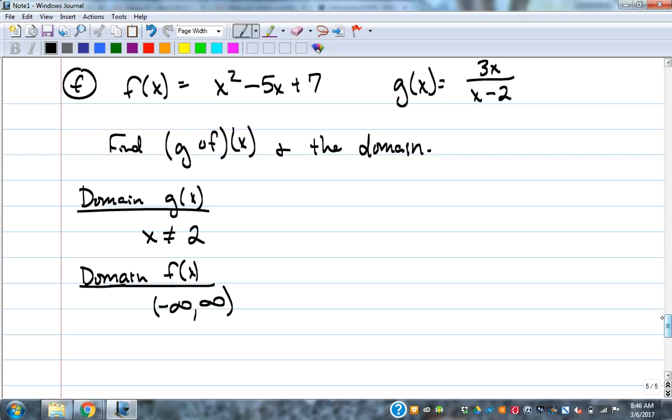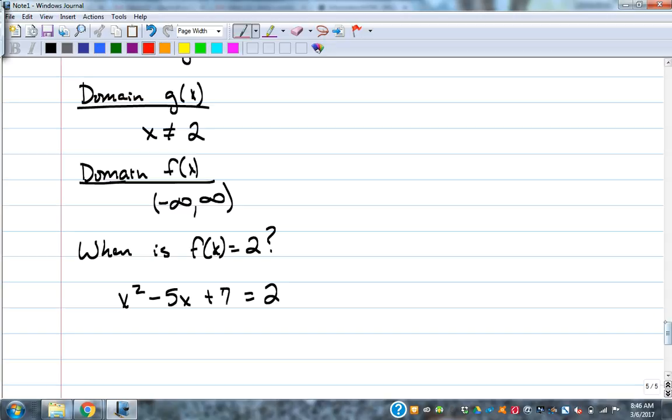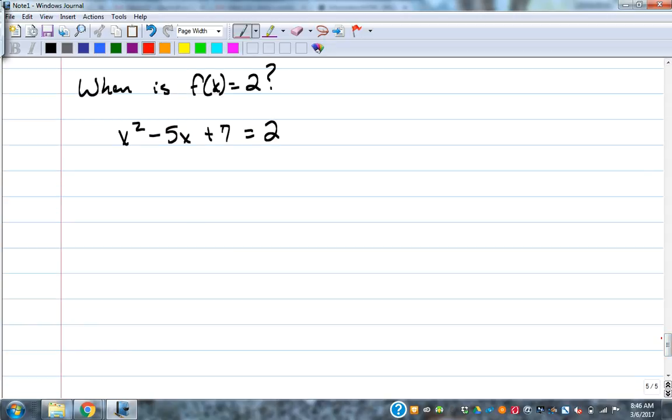So what do we have to do? X is not equal to 2, so we need to know when F of x is equal to 2. We have to do that because the first function in the composite function has a restriction. So x squared minus 5x plus 7 equals 2. It's a quadratic, so how do we solve it? Get it equal to 0, so subtract 2. That's x squared minus 5x plus 5.